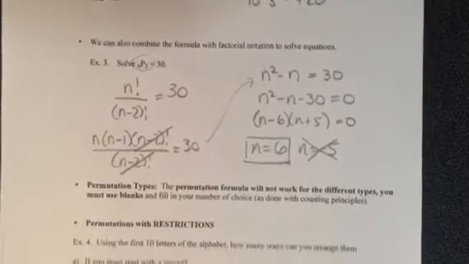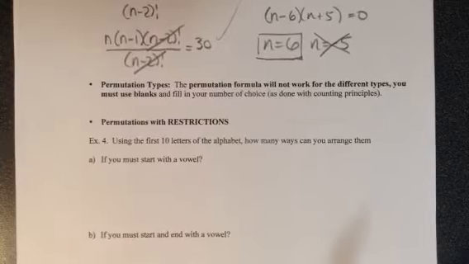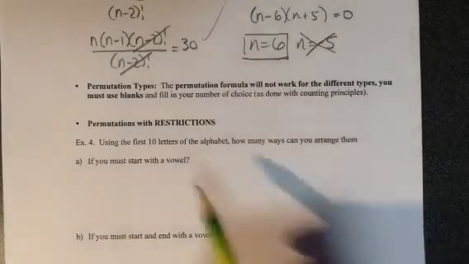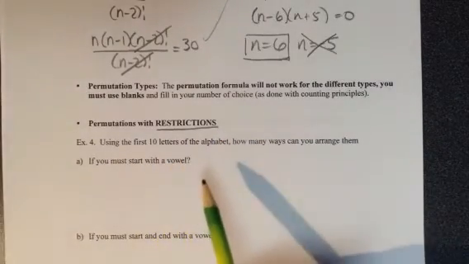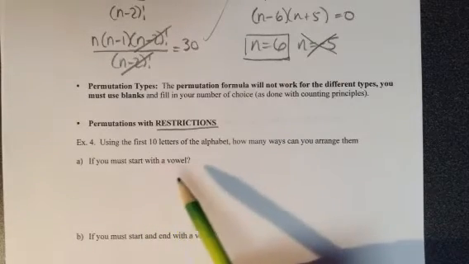Now, those are just straightforward permutations, but with permutations, there's also a lot of different types. Unfortunately, the permutation formula doesn't work for a lot of these types, and you have to use the blanks and fill in your number of choices, as we would do with counting principles. So the first type of permutations are those with restrictions. It says, using the first 10 letters of the alphabet, how many ways can you arrange them if you must start with a vowel?